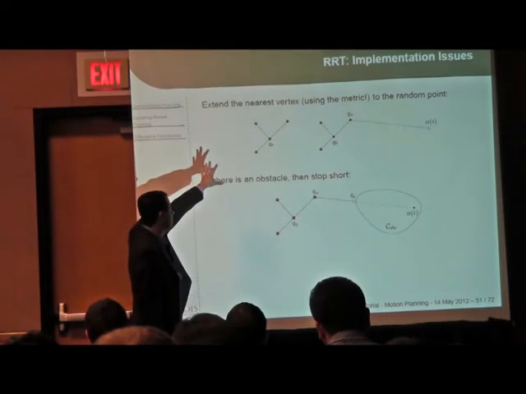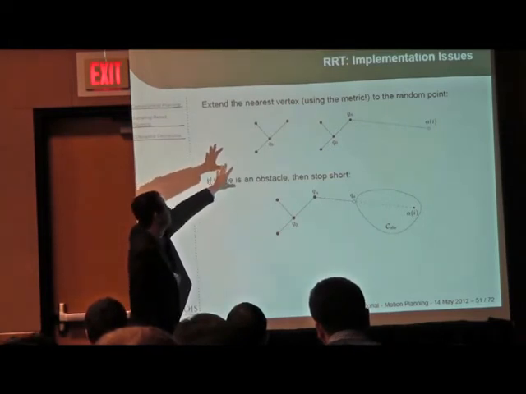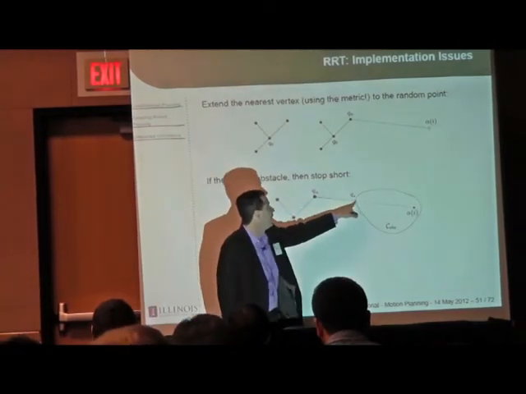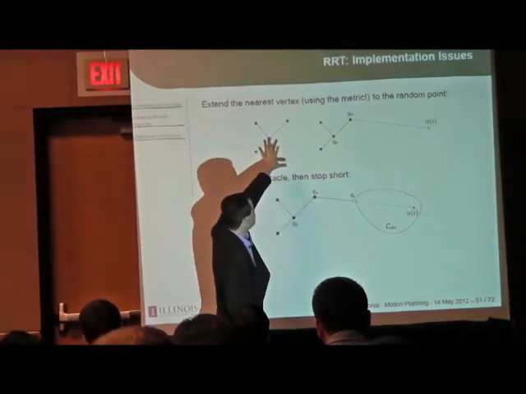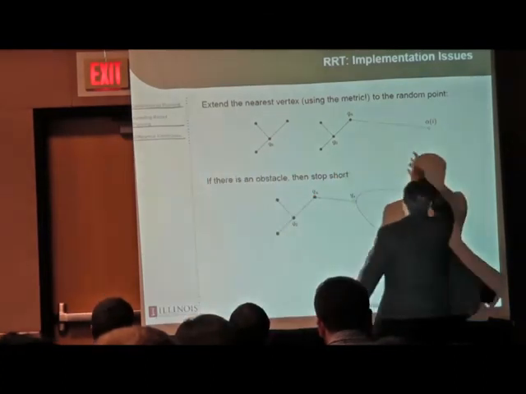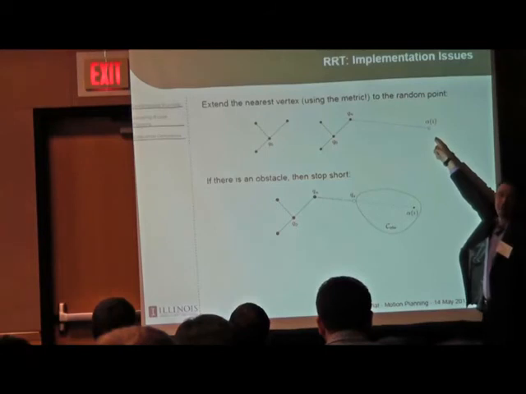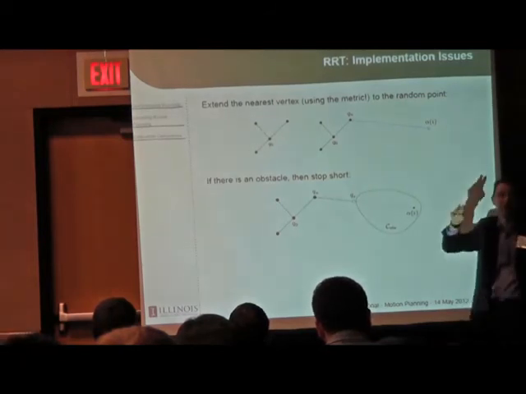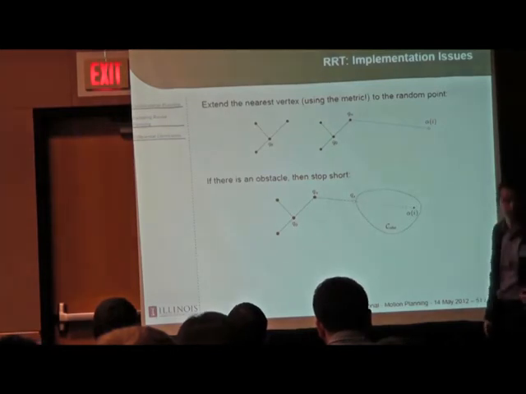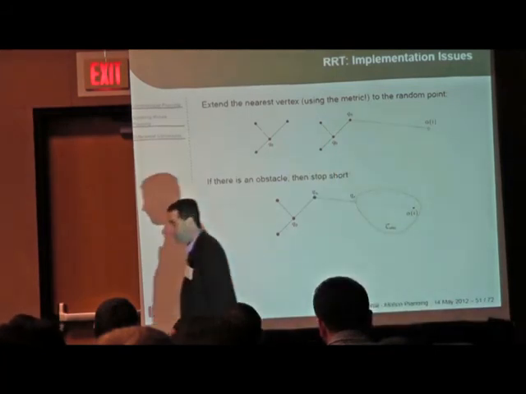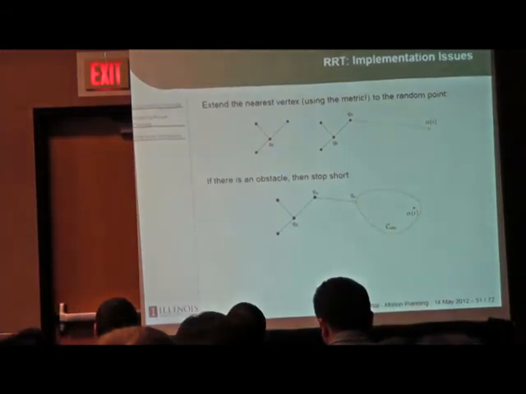Well, we select the nearest vertex using the metric to the random point. But if there's an obstacle, then we only... Oh yeah, I should say this first of all. Sorry. When we extend, if you're just using the RRT for ordinary path planning, then we extend all the way to the random point, or whatever the deterministic point was, and connect it by a straight line, whatever the shortest path is in the configuration space. If there's an obstacle, then we just stop short. That's all. So it doesn't matter. So we still might generate samples that are inside of the obstacle region. We do not waste time on that.